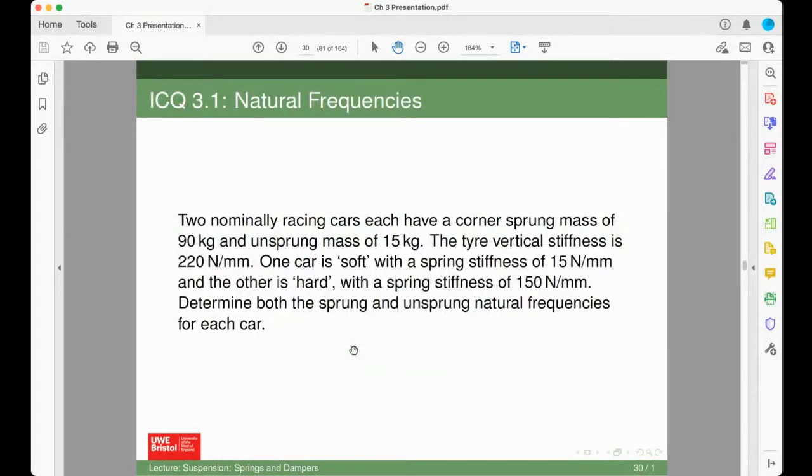And then that leads on to this in-class question. So 2 normally similar. That should be similar racing cars.